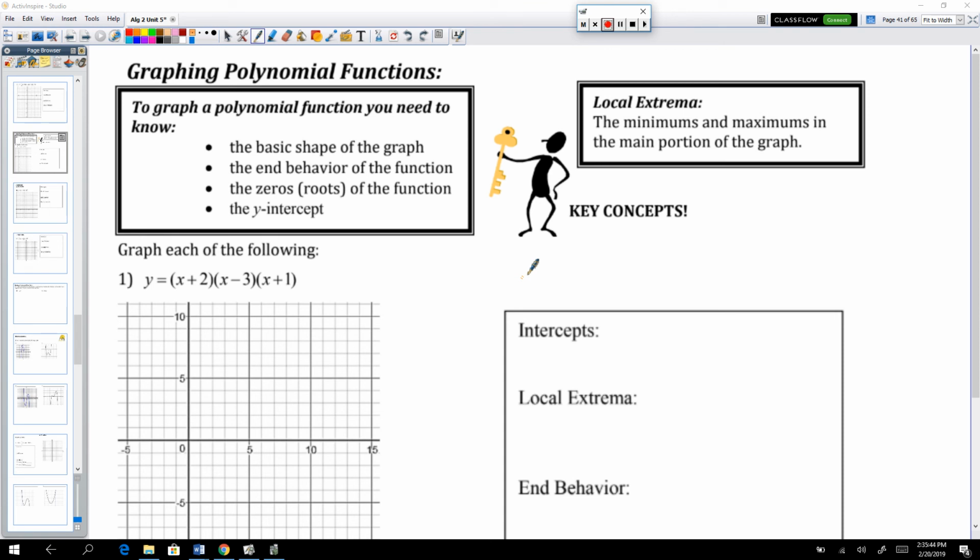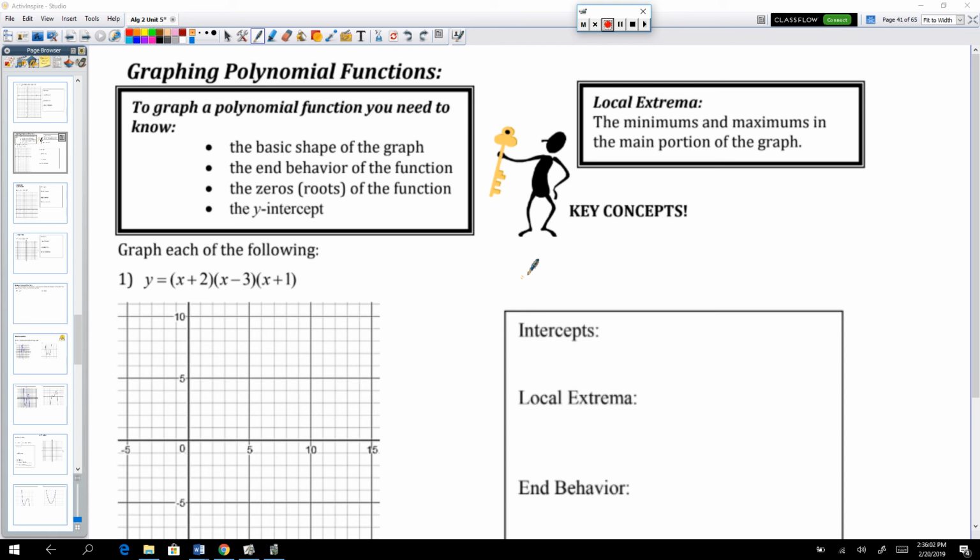Today's lesson is talking about how to graph polynomial functions from the algebra and then also take the graph and make the algebra for the polynomial. So we'll go both ways today. So to graph a polynomial function, you already have quite a few of the tools that you need, quite a lot of the skills that you already need.